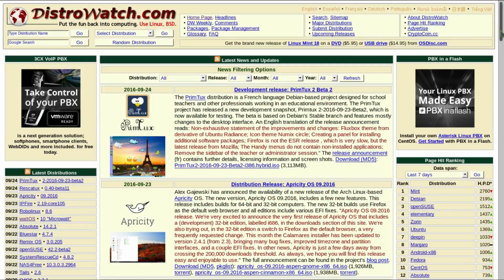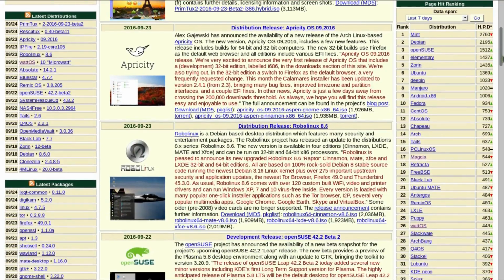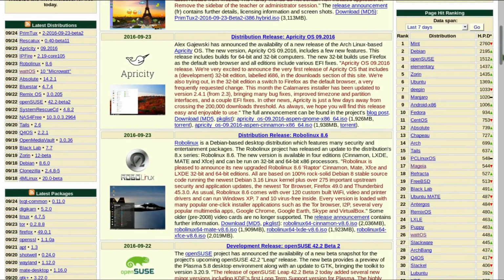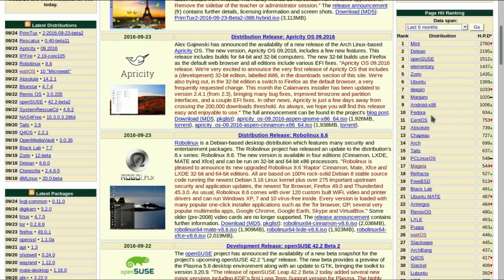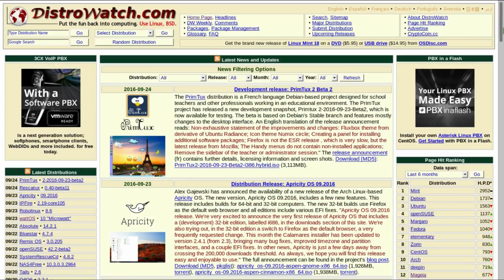Of course, there are some surprises here, but these are more volatile. Notice that OpenSUSE, Elementary and Zorin have all pulled ahead of Ubuntu, but that's primarily because they've all had releases of one sort or another in the last 7 days, and that's where the curiosity lies. I'm going to set it back to 6 months, and leave it at that.